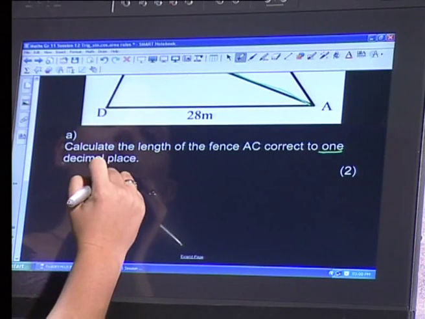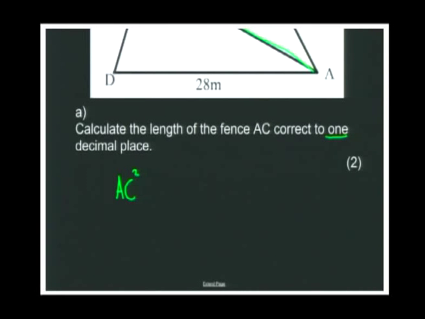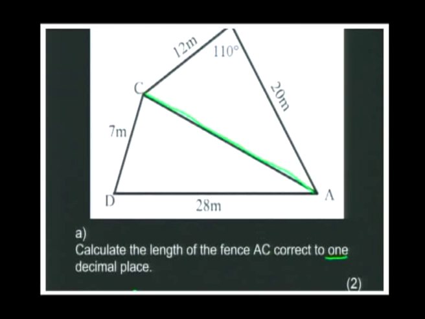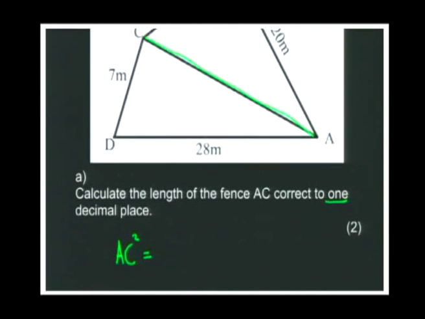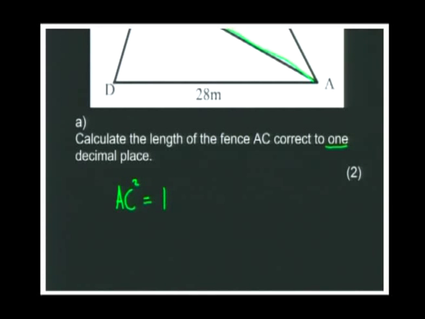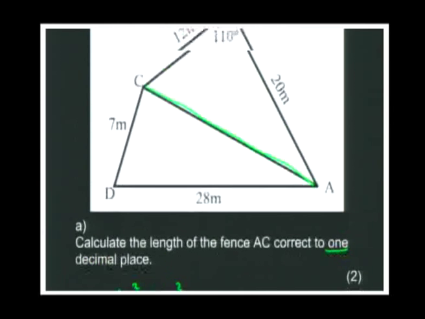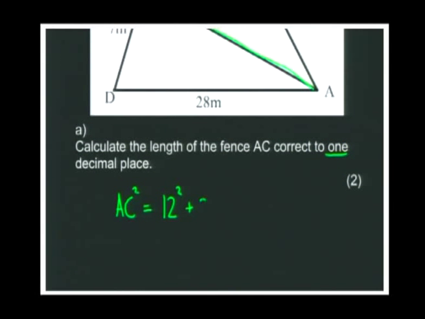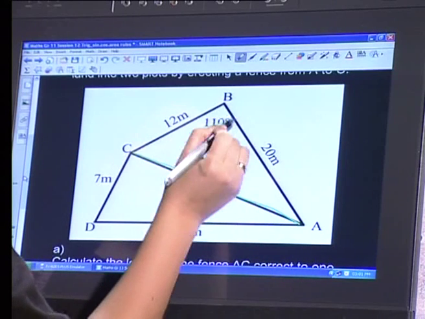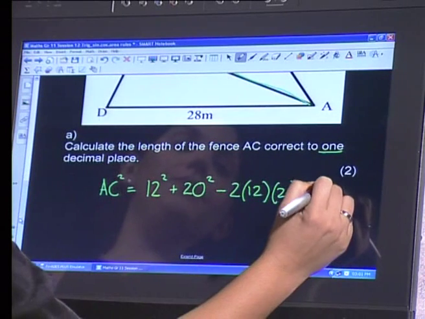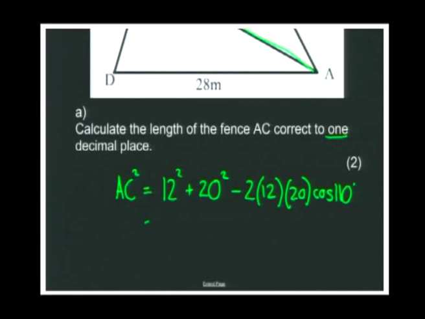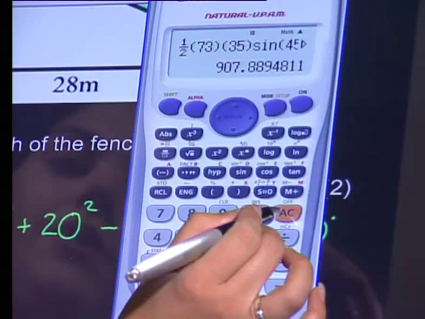Our line is AC, so we're going to start with AC squared is equal to CB. Hopefully you've got the questions in front of you so that you can have a look. So this is now going to be 12 squared plus 20 squared minus 2 times 12 multiplied by 20, and cos of the angle that's opposite AC. And we've got that given angle, so that's now angle 110 degrees. And now that's just a matter of putting that all into the calculator again.